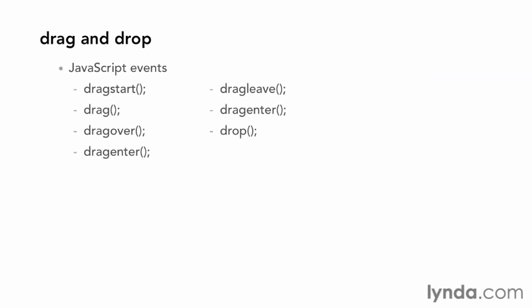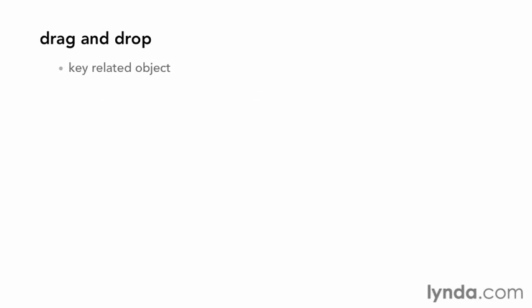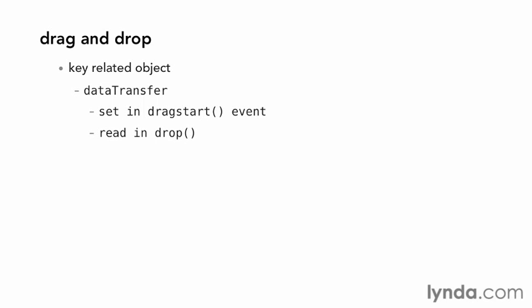There are 7 different JavaScript events, everything from drag start to drop. These are all used extensively in any drag and drop functionality. There is one key related object that I want to mention, and that's data transfer. As the name implies, this is used to transfer the data from a dragged object. It is initially set in drag start, and then it is put in the drop event.